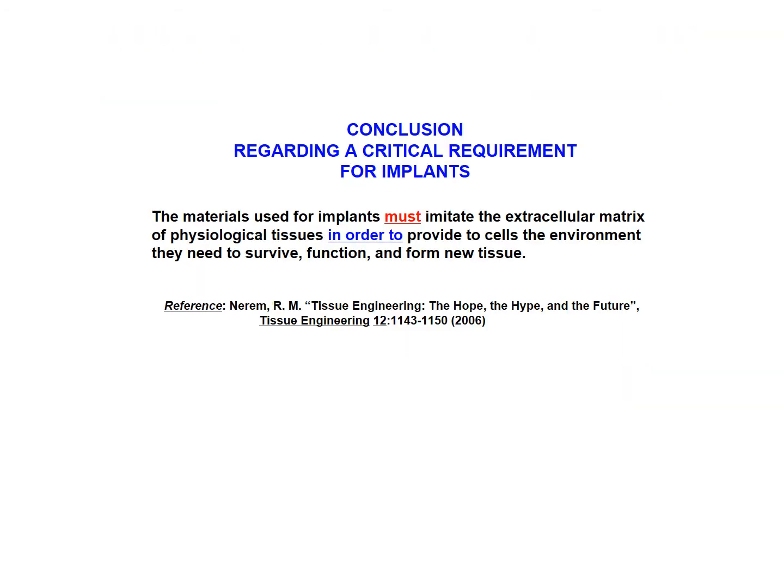For this reason, a critical requirement for implant materials and devices is that the materials which are used for that particular purpose must imitate, duplicate, and simulate the extracellular matrix of the physiological tissues. This is the only way that the synthetic material and device will provide an environment for the cells, the living component of the tissues, in order for them to survive, to function, and to form new tissue.